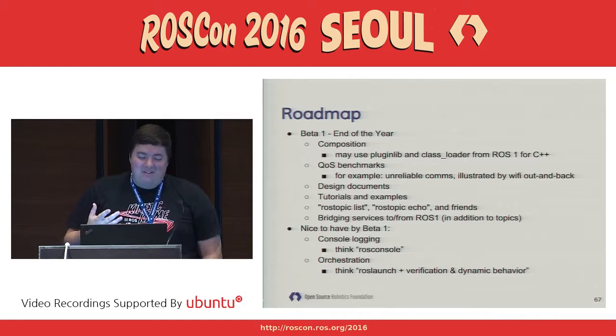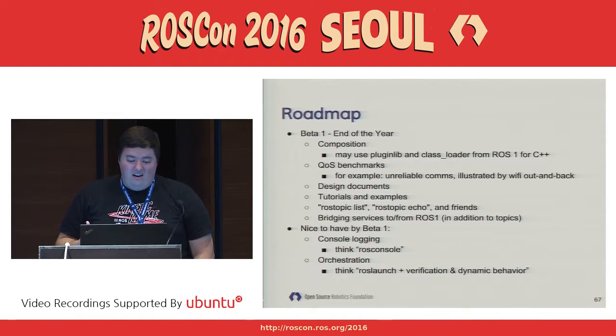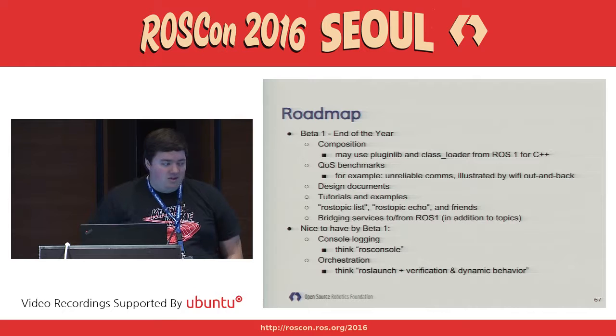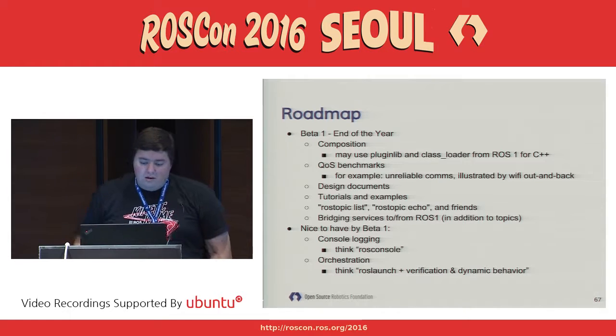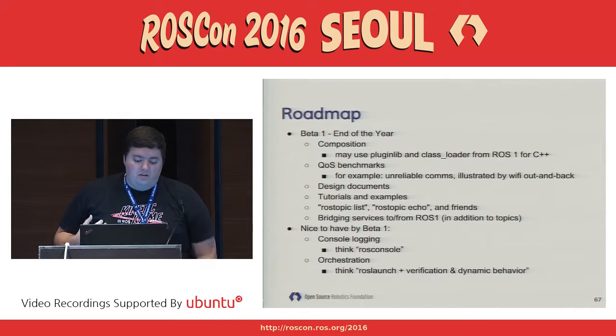So what we'd like to have for the beta is an idea of composition, which, if you're unfamiliar, is the idea that you can write a node and either have it in its own process or combine it with other nodes in a single process, and that detail should be a runtime decision, not a coding time decision. We want to do some more benchmarking.